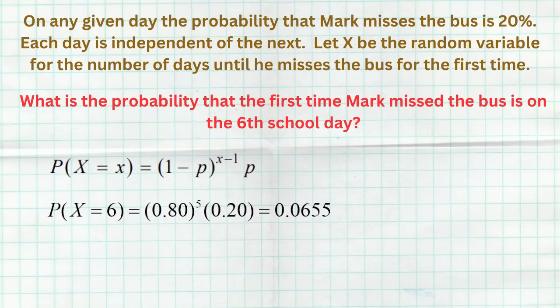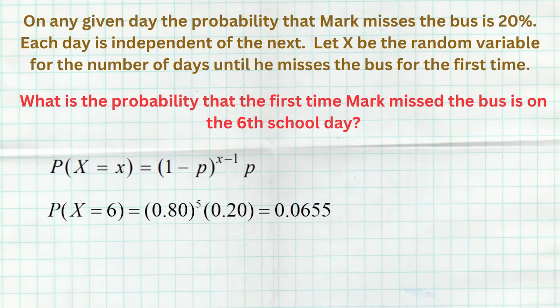So it's really, really simple. We don't have to worry about any combinations here because it's very, very specific. If we want the 6th day to be the first day he misses the bus, the first 5 he did not miss the bus, and then he finally missed the bus. Nice and simple. No need to actually do any kind of major work here. It's just understanding the process and recognizing it is a geometric random variable.